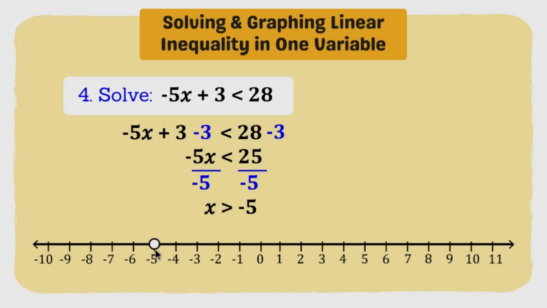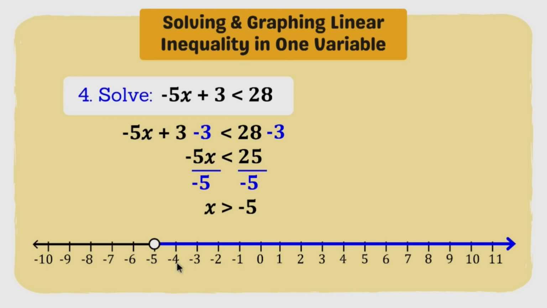Ano po yung ating dot dito? It's an open dot, meaning hindi po kasama si negative 5. So the values of x are greater than negative 5. So mas mataas po kay negative 5. So nandito po ba siya sa left or sa right side? Correct, nandito po sa right side.